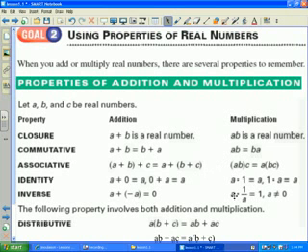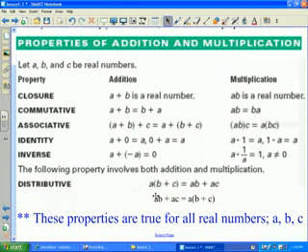For multiplication, the inverse property means multiplying a real number times its reciprocal, the result is 1. And you can see the caveat that A cannot be equal to 0 in this definition because 1 over A would be undefined. Finally, the distributive property.